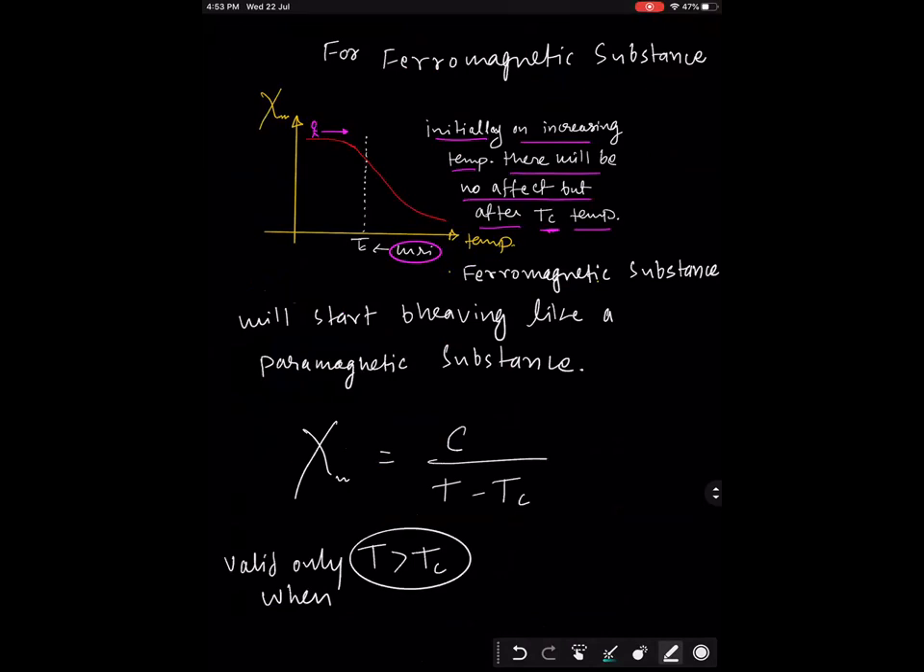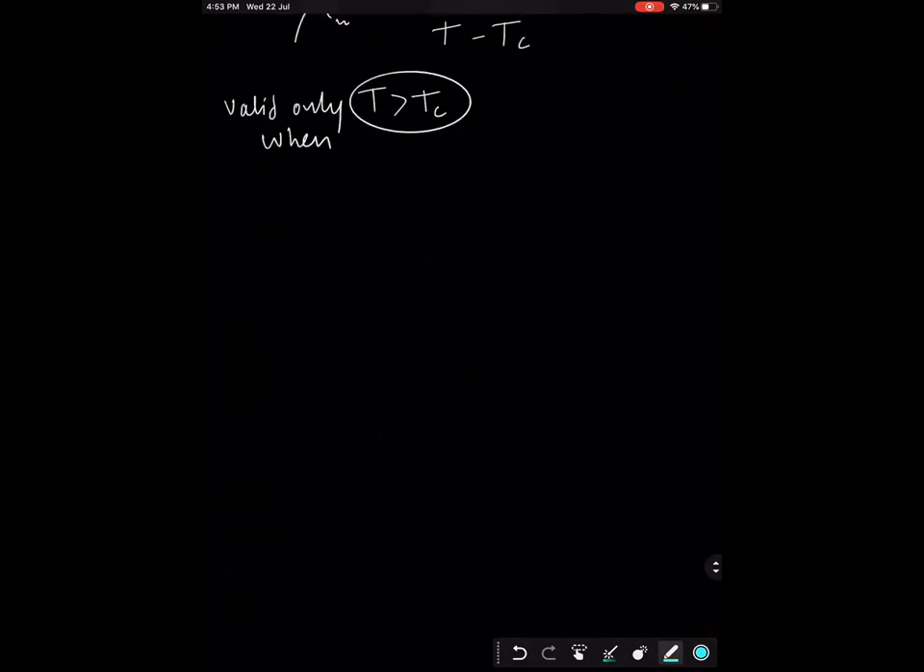Okay. So after the Curie temperature, a ferromagnetic substance will start behaving like a paramagnetic substance. Now the last graph, between chi and temperature for a diamagnetic substance. What should be the nature of the graph? Can you tell me?